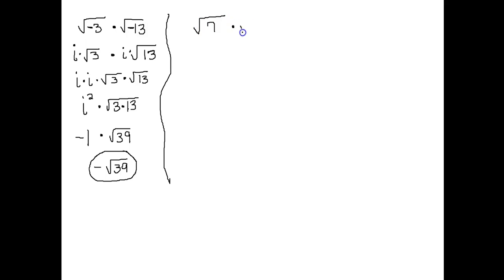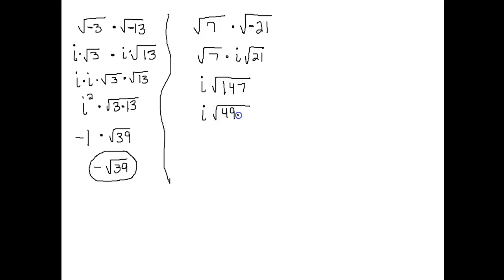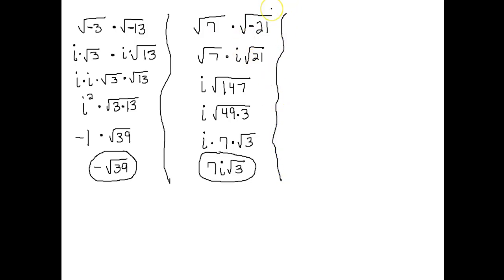Square root of 7 times square root of negative 21. All right, take out your i first. So then you'll have i times the square root of 7 times 21, which is 147. But 147 will factor into 49 times 3, and square root of 49 is 7. And our final answer will be 7i square root of 3. And you probably would end up with this answer anyways if you had jumped into multiplying and then taken out your i later, but it won't always work. And that would still have been an incorrect method.